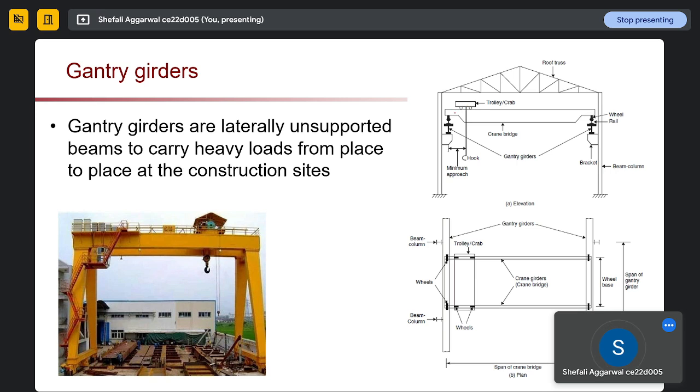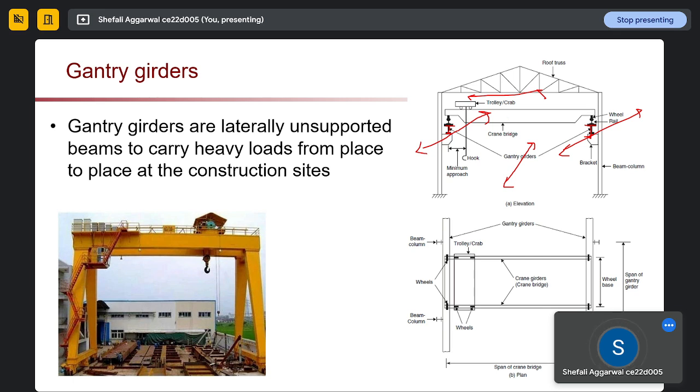So we have our crane bridge, which moves in this direction. So this crane bridge is moving over our gantry girder. So here we are providing two I sections. So this I section will go in this direction fully if we see in a 3D way. So this is our gantry girder over which our crane bridge will be moving. And over the crane bridge, one trolley or crab will be moving to take things from left to right direction.